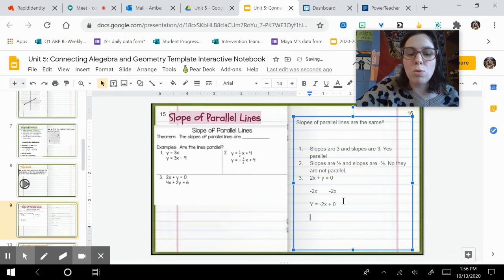So I want you to do 4x plus 2y equals 6. Solve for y, and then see, are they actually going to have the same slope or not? And then that will tell you if they're parallel. Okay?